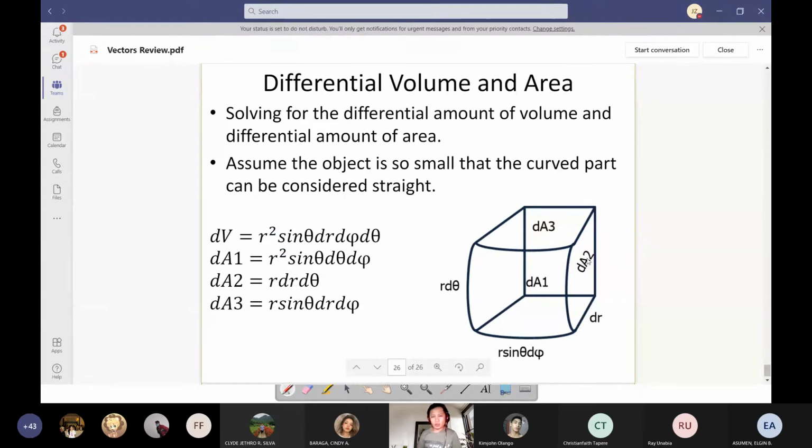Okay, so if I want to get the differential amount of volume for this very small part, you have length times width times height. So you have r sine theta d phi times dr times r d theta. So you will have r squared sine theta dr d phi d theta. If I want to get the area at the front, you have r squared sine theta d theta d phi. If I want the area on the right side, you have r dr d theta. And if I want the area on the top side, you have r sine theta dr d phi.